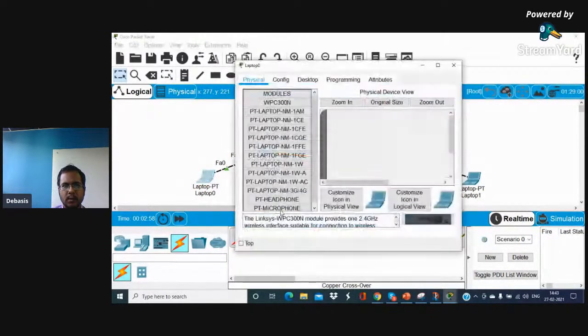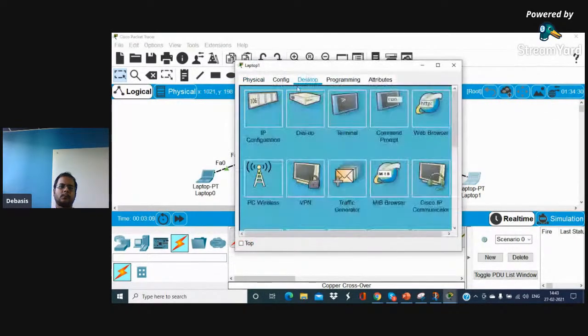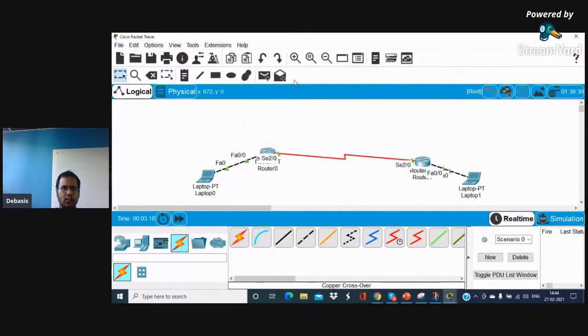And you can also give the IP address to the PCs also, 10.0.0.2 and gateway 10.0.0.1, and 20.0.0.2, gateway 20.0.0.1, and you can send packets also. Good. So static routing is working.